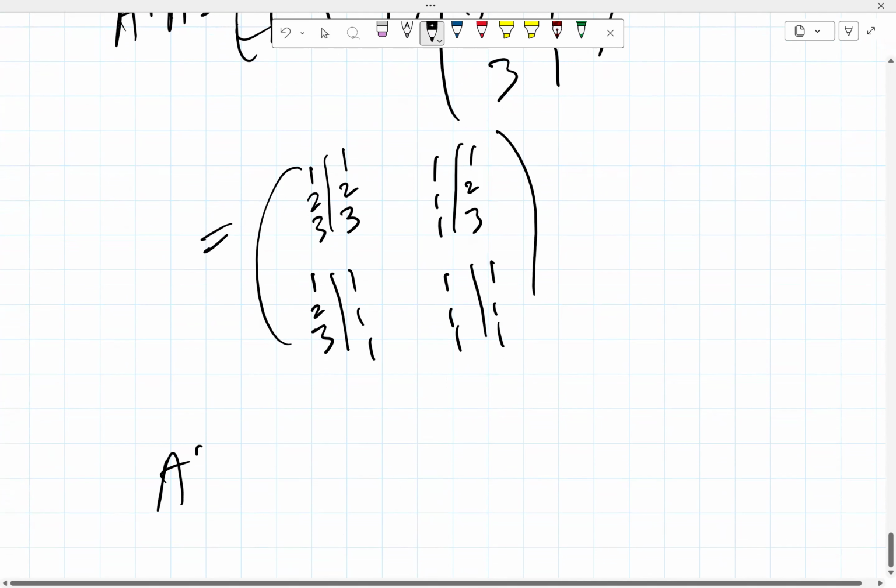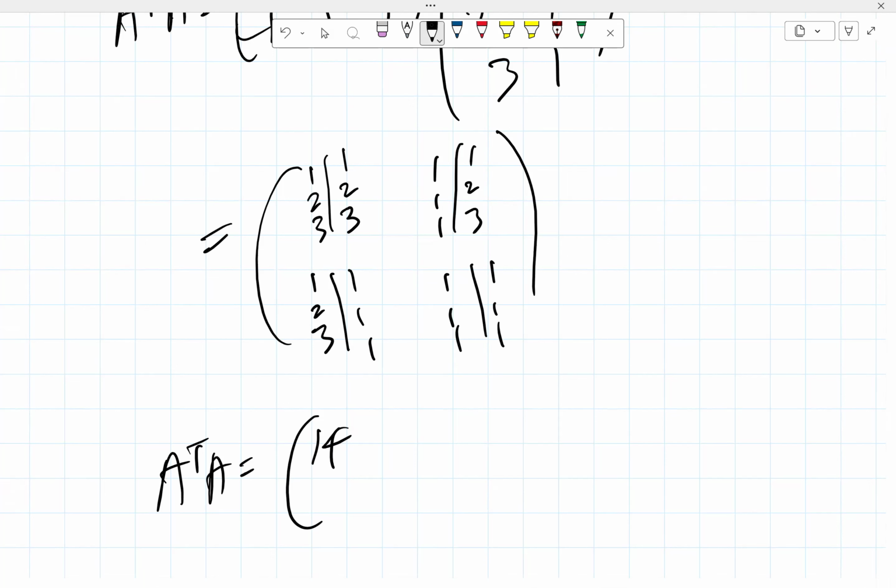So A transpose A now is equal to 1 plus 9, 4, that's 13. This is 14 up here.